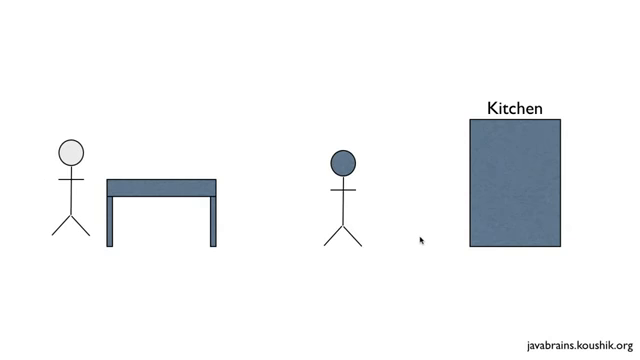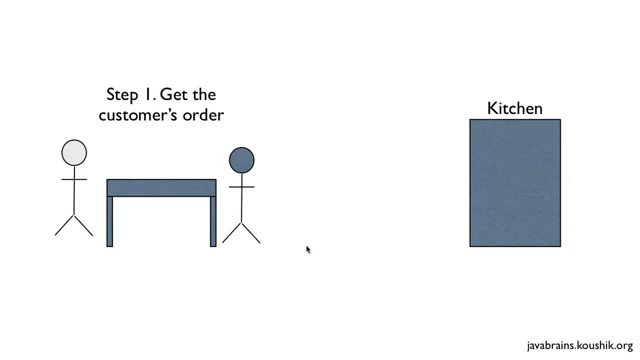Now we have a customer who comes in, and they want to try out this new restaurant. So what are the steps that this guy has to do in order to serve the customer? Step one would be to first get to know what the customer wants, get the customer's order. Now he has to get the menu and hand it over to the customer.